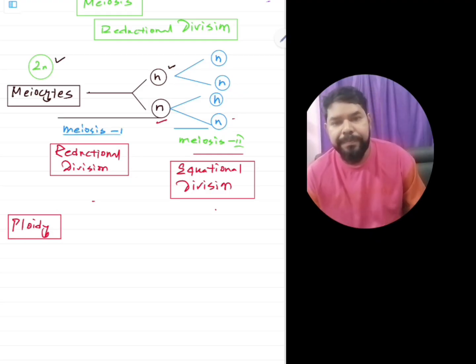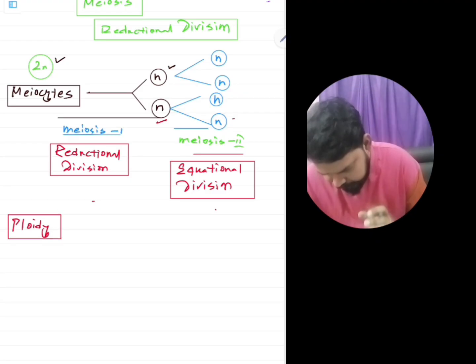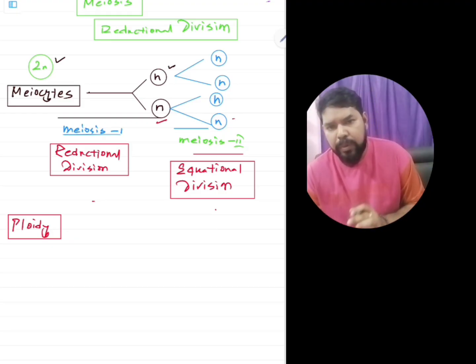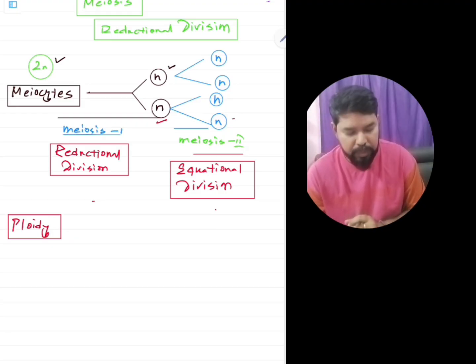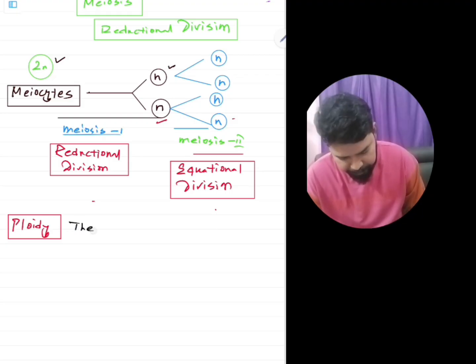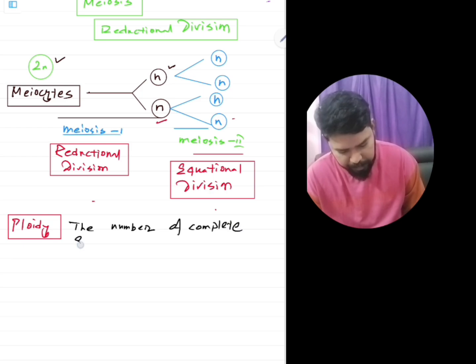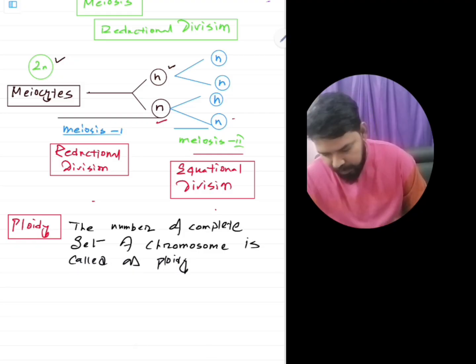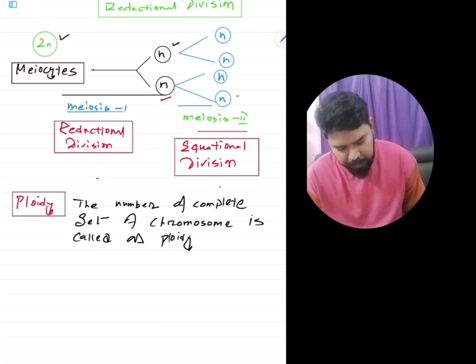Ploidy means what? You can write: the number of complete sets of chromosomes is called ploidy. Now, if it is n, it is called haploid. Very simple. If it is 2n, it is called diploid.